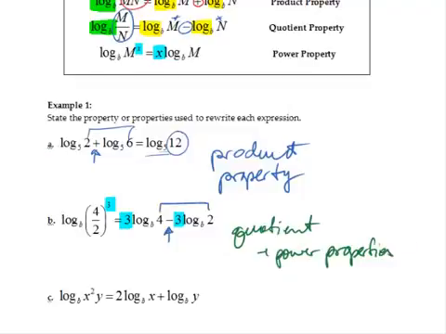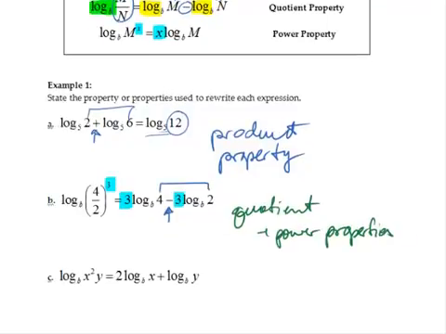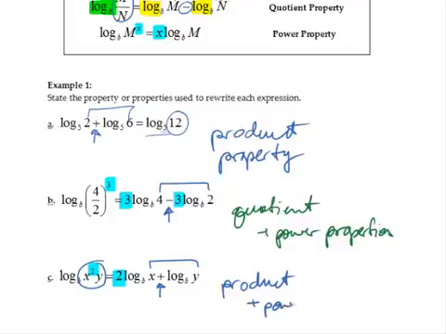And then in our third example, we have a coefficient again. This time it's only in front of the log with the x, so you'll notice that that power only shows up on the x. It doesn't share with the y. And we have addition. So again, we're going to have multiplication of the two numbers on the inside. So we have product and power properties.